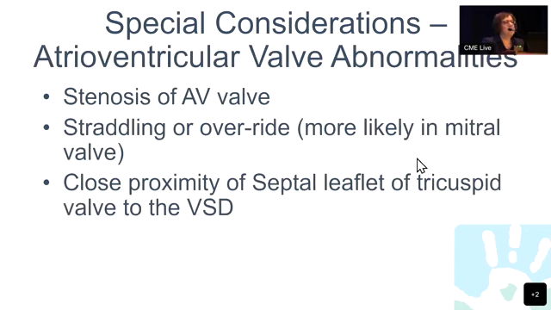AV valve abnormalities can occur as well. There can be stenosis of the AV valve, most commonly the mitral valve, straddling or override, again, more typically the mitral valve. And there can be close proximity of the septal leaflets of the tricuspid valve to the VSD, which may be important in the repair.